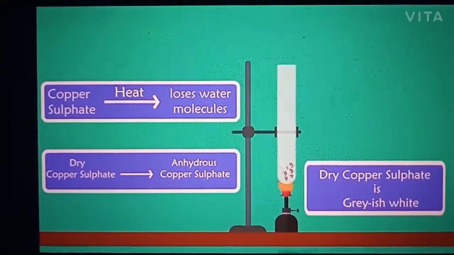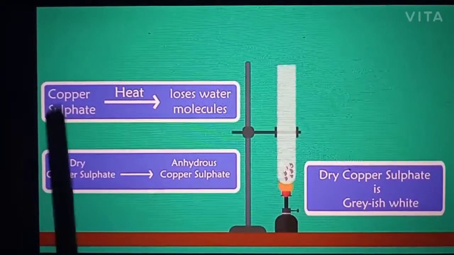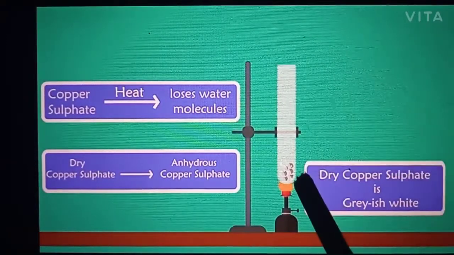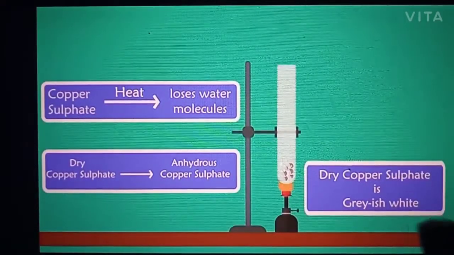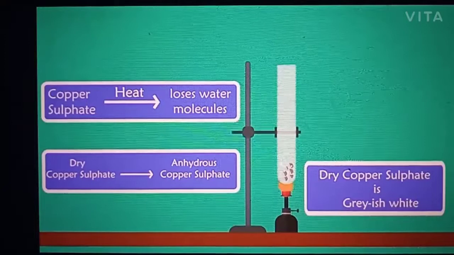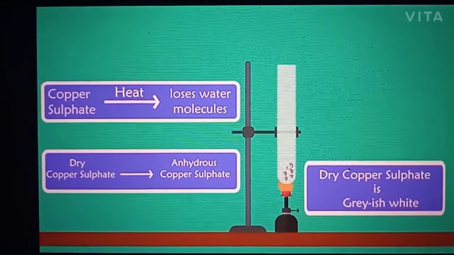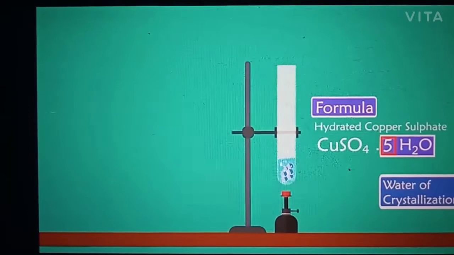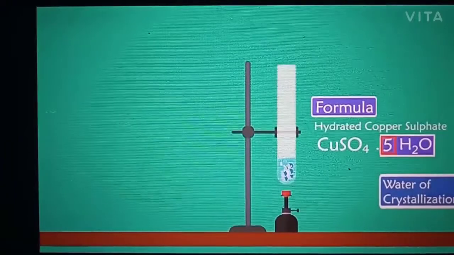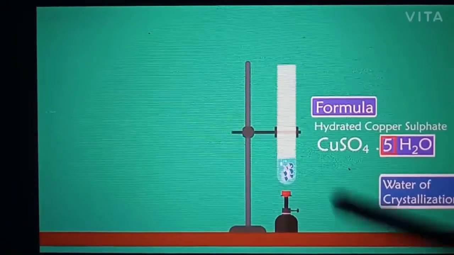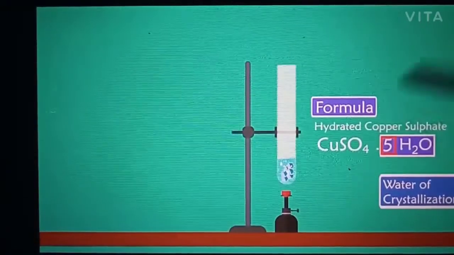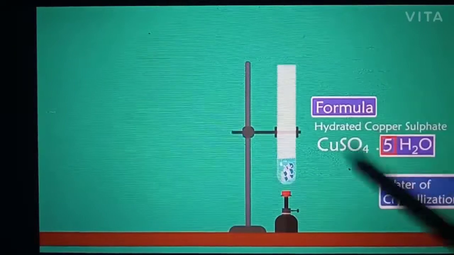As I told you, copper sulfate at the starting is blue in color, and now it is white. If I add water, the copper sulfate will absorb the water. What may be the color, will it remain as it is or change? Think about this one. Of course, the color will change. Before this it is white, and now it turns to blue, because it absorbs the water molecules. That means it is hydrated copper sulfate.